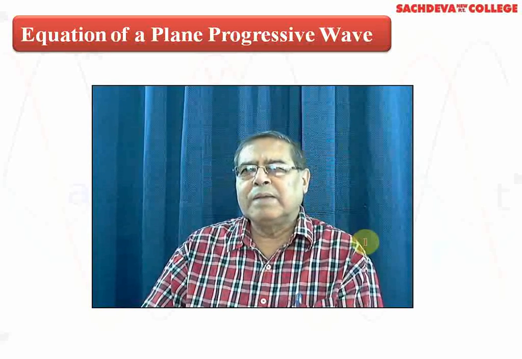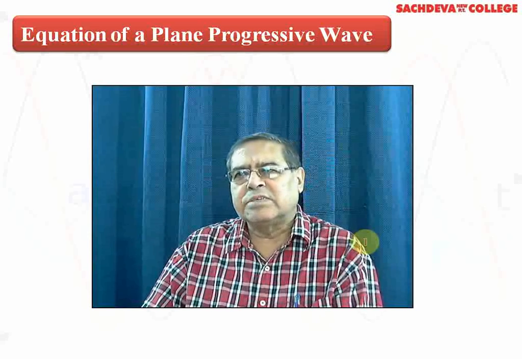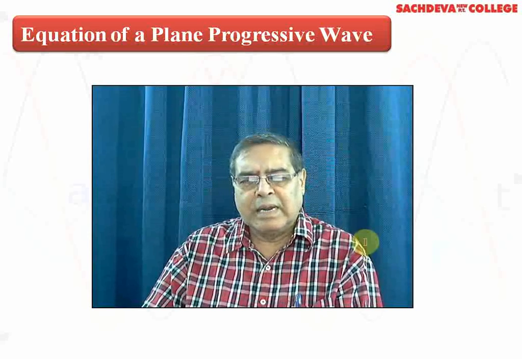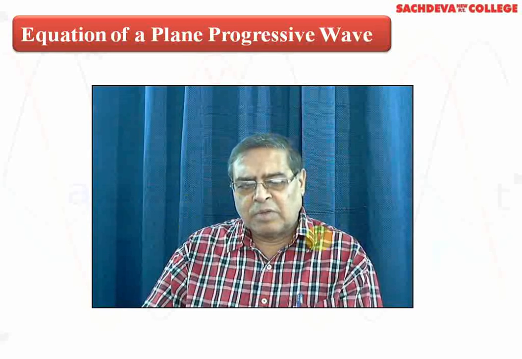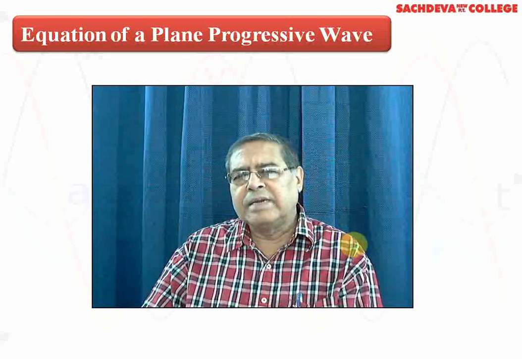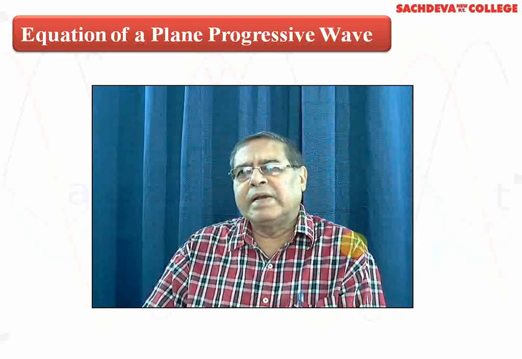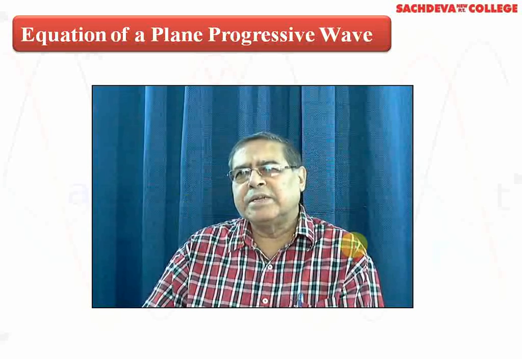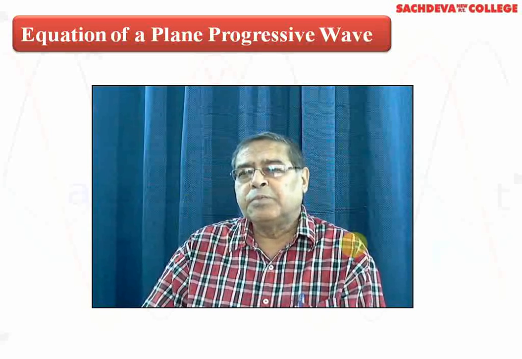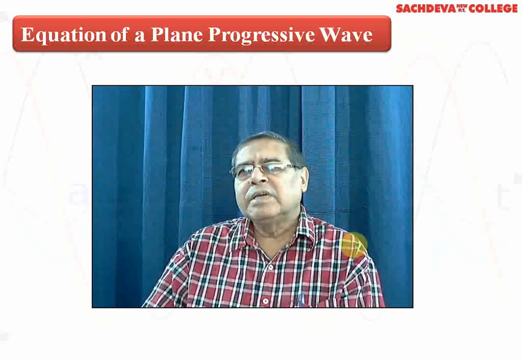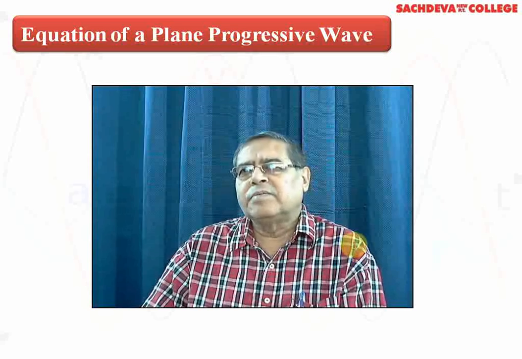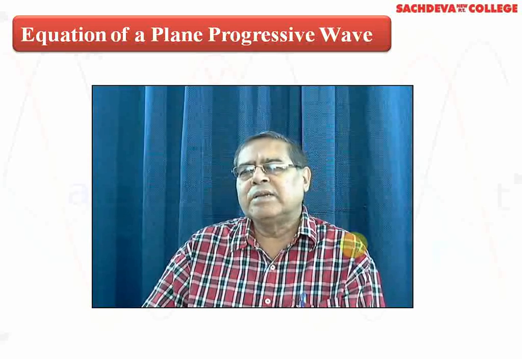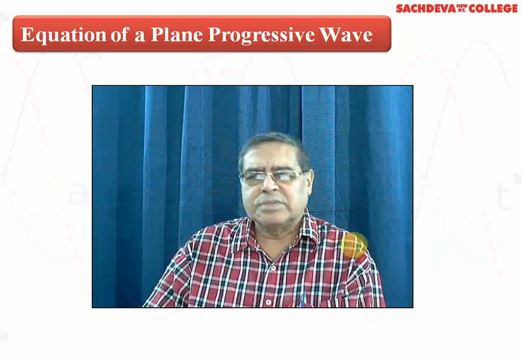At the same time, there is a definition of phase difference, that is 2 pi x over lambda. So now the equation of a plane progressive wave in terms of phase will be y is equal to a sine omega t plus or minus phi. We put the plus sign if the wave is moving in the negative direction of x-axis, and we put a negative sign when the wave is moving in the positive direction of x-axis.